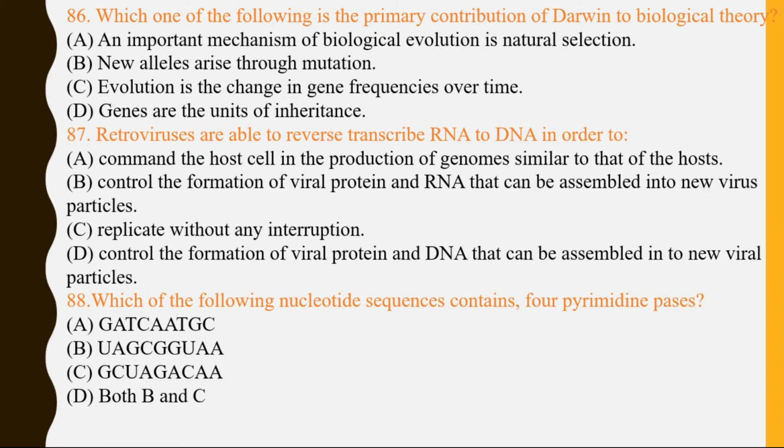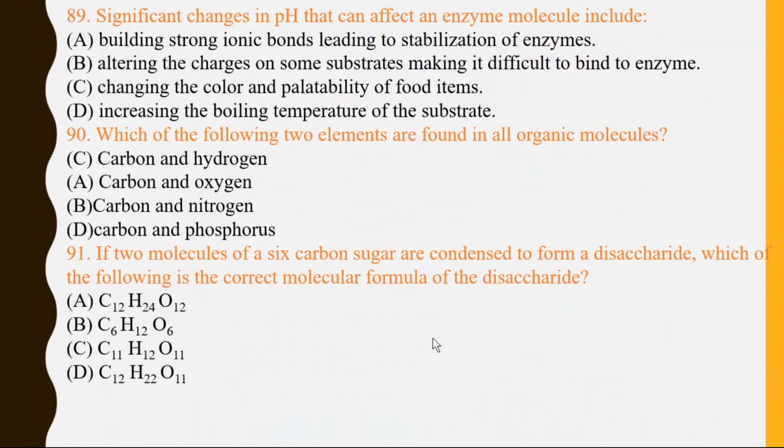Choice A is the correct answer. Question number 89: significant change in pH that can affect an enzyme molecule include: A, building strong ionic bonds leading to stabilization of the enzyme; B, altering the charges on some substrate making it difficult to bind to the enzyme; C, changing the color and palatability of food items; D, increasing the boiling temperature of the substrate. So the correct answer is choice B, altering the charges on some substrate making it difficult to bind to the enzyme.